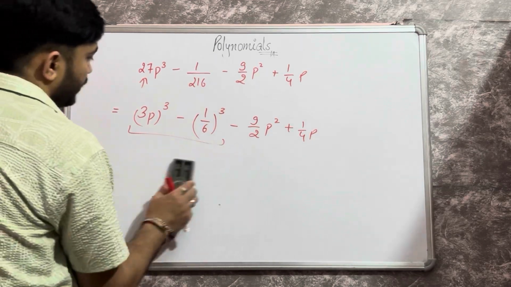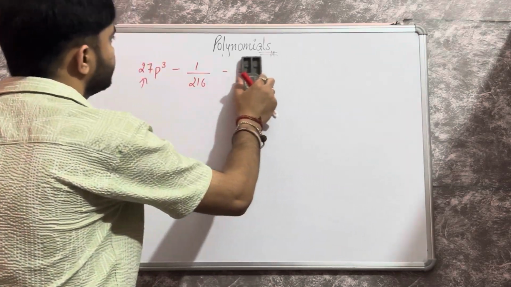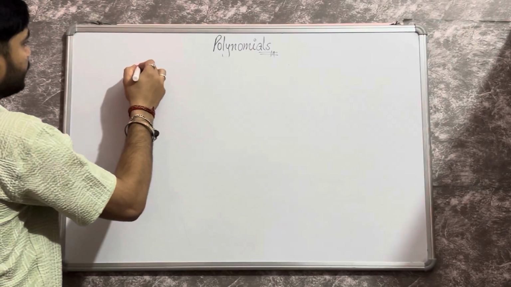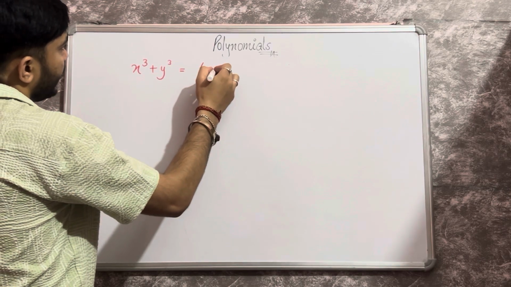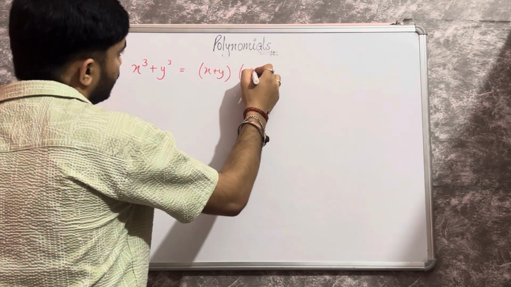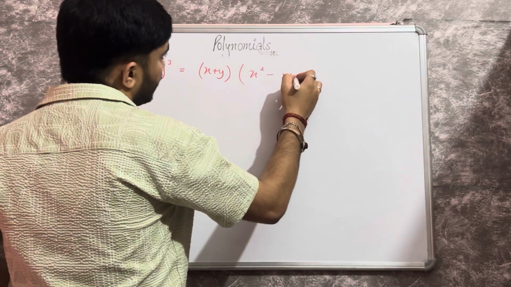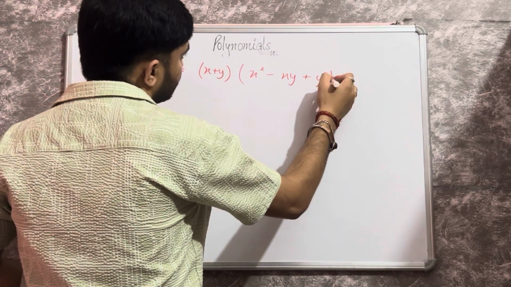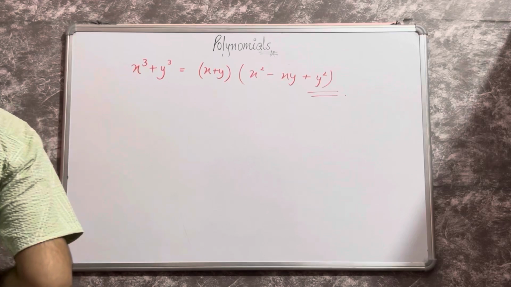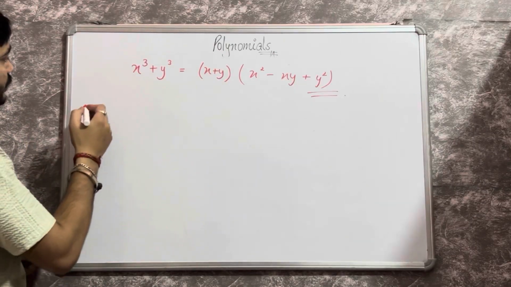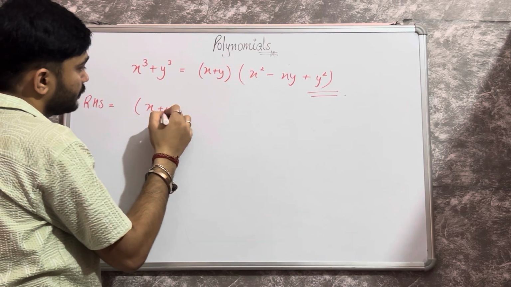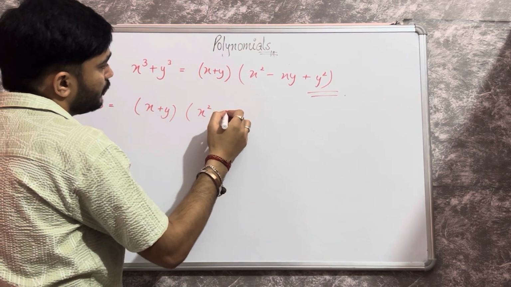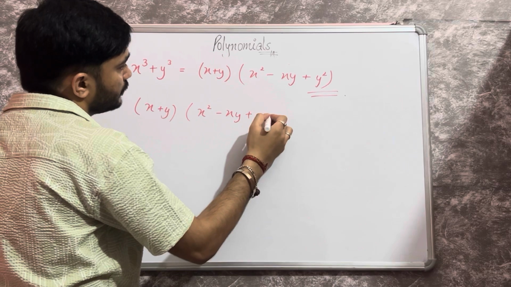Now let us verify some results. We have to prove x cube plus y cube is equal to (x plus y) times (x square minus xy plus y square). We have to prove this. In order to prove this, let us take the right hand side, that is equal to (x plus y)(x square minus xy plus y square).